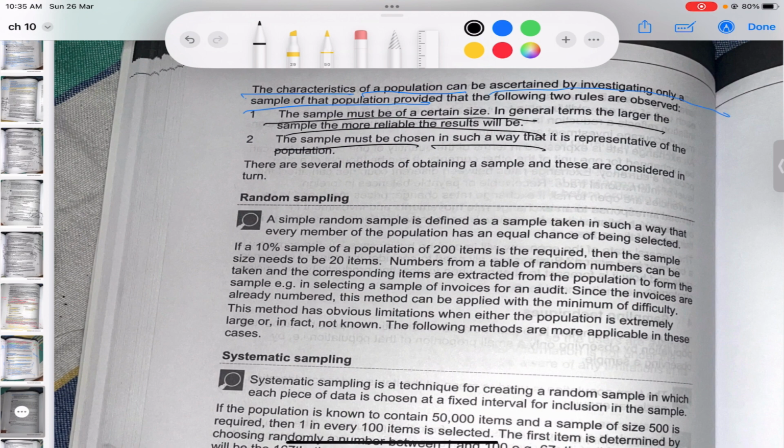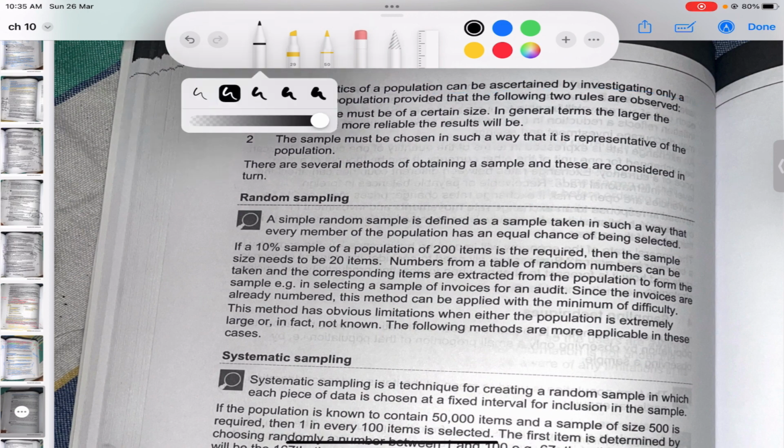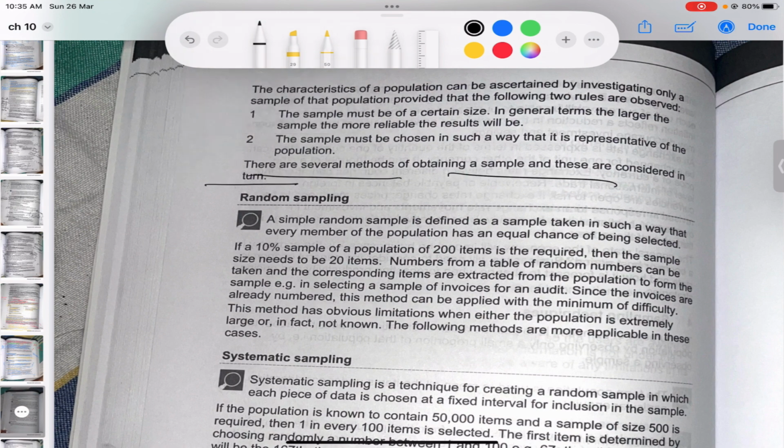The sample must be chosen in such a way that it's representative of the population. So I need to make sure that whatever sample I'm choosing is of the population which I require. There are several methods of obtaining a sample, and they are considered in turn.